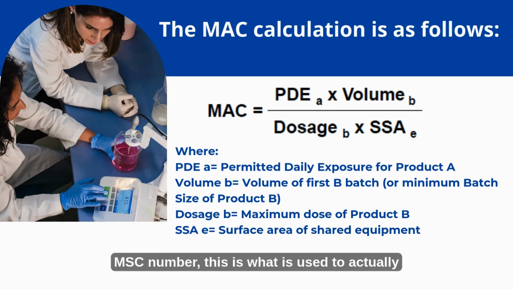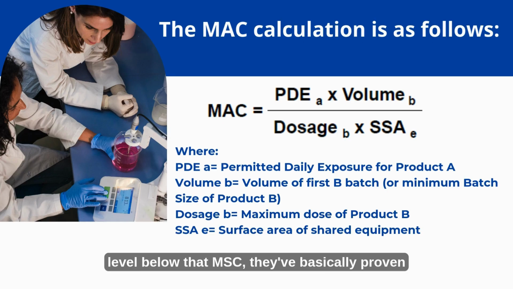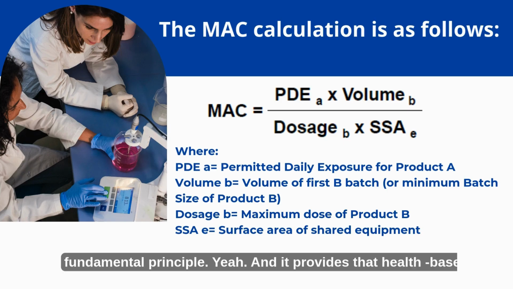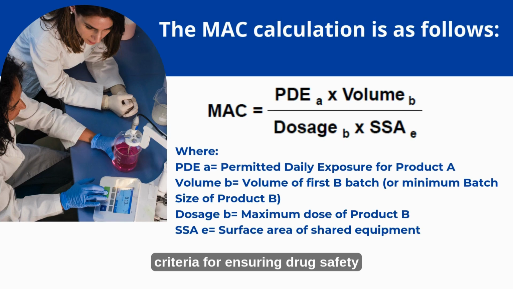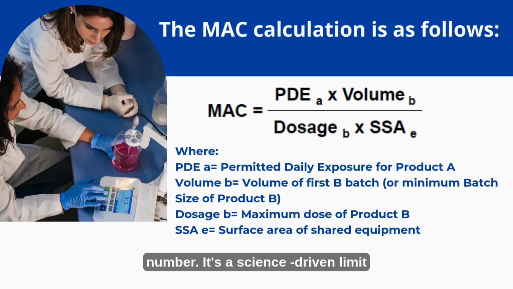Wow. And then this MACO number is what is used to actually validate cleaning procedures. Exactly. So if a company can consistently prove that they are cleaning the equipment to a level below that MACO, they've basically proven that their process is safe. That's the fundamental principle, and it provides that health-based criteria for ensuring drug safety in these multi-product facilities. It's amazing how something that seems so complex can be broken down into this logical step-by-step calculation. I think the big takeaway here is that MACO isn't just some random number. It's a science-driven limit designed to protect patients from potential cross-contamination.